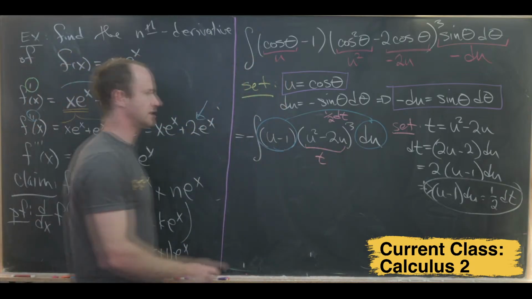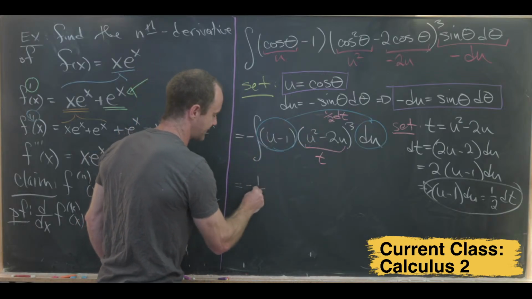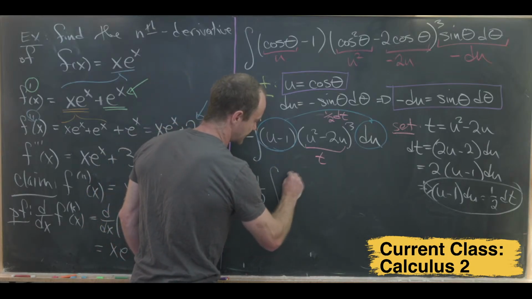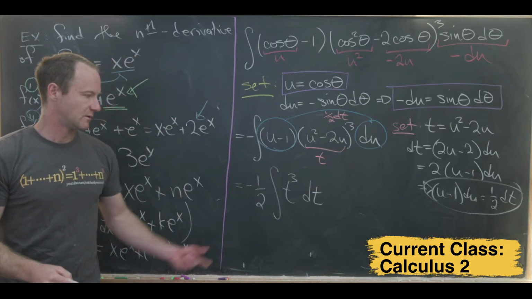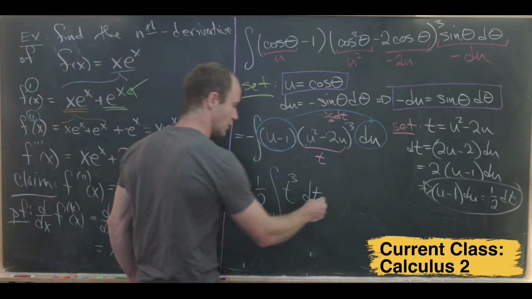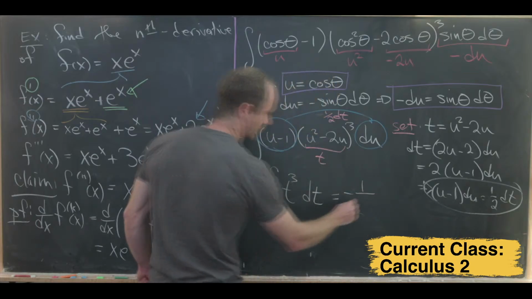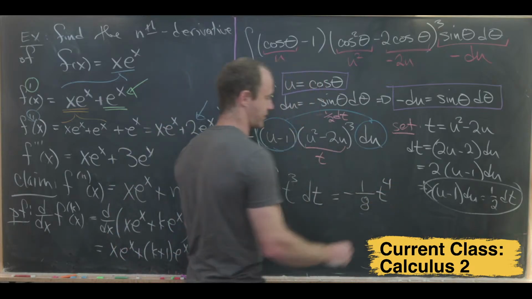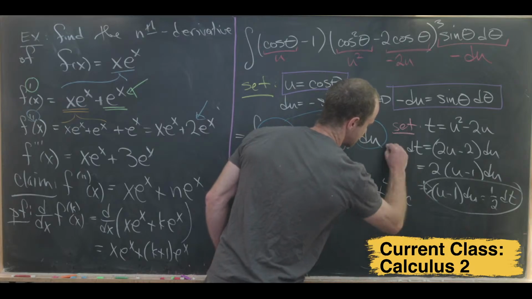Okay, so that's looking good. Now I can bring this half out, and it becomes a minus half because of this minus sign right here. And then I have the integral of t cubed dt. But we can just use the power rule on that, no problem. So the power rule is going to give us minus 1 over 8 t to the 4th. So we have something like that, and then I guess plus a constant.